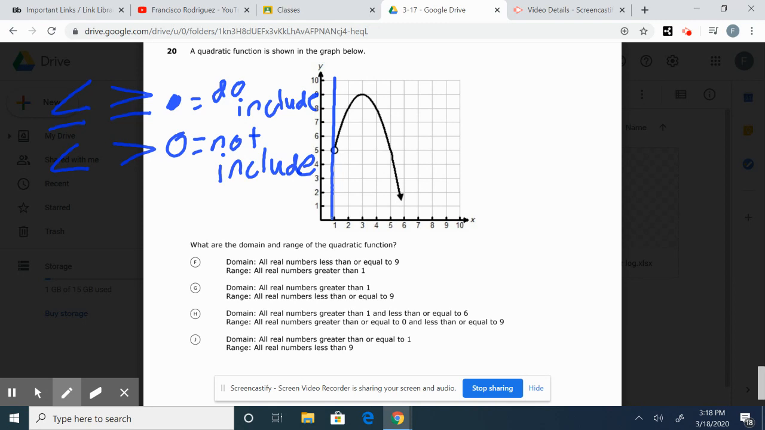So if we look at this, the domain, the farthest it goes to the left is 1, and it keeps on going for infinity. So x has to be greater than 1. And y, again, our range, we're going to look at the highest point, and it's going to go all the way down. So y has to be less than 9. So reading it that way, we can see that our answer is actually less than or equal to. Forgot that equal to, so our answer would be G.